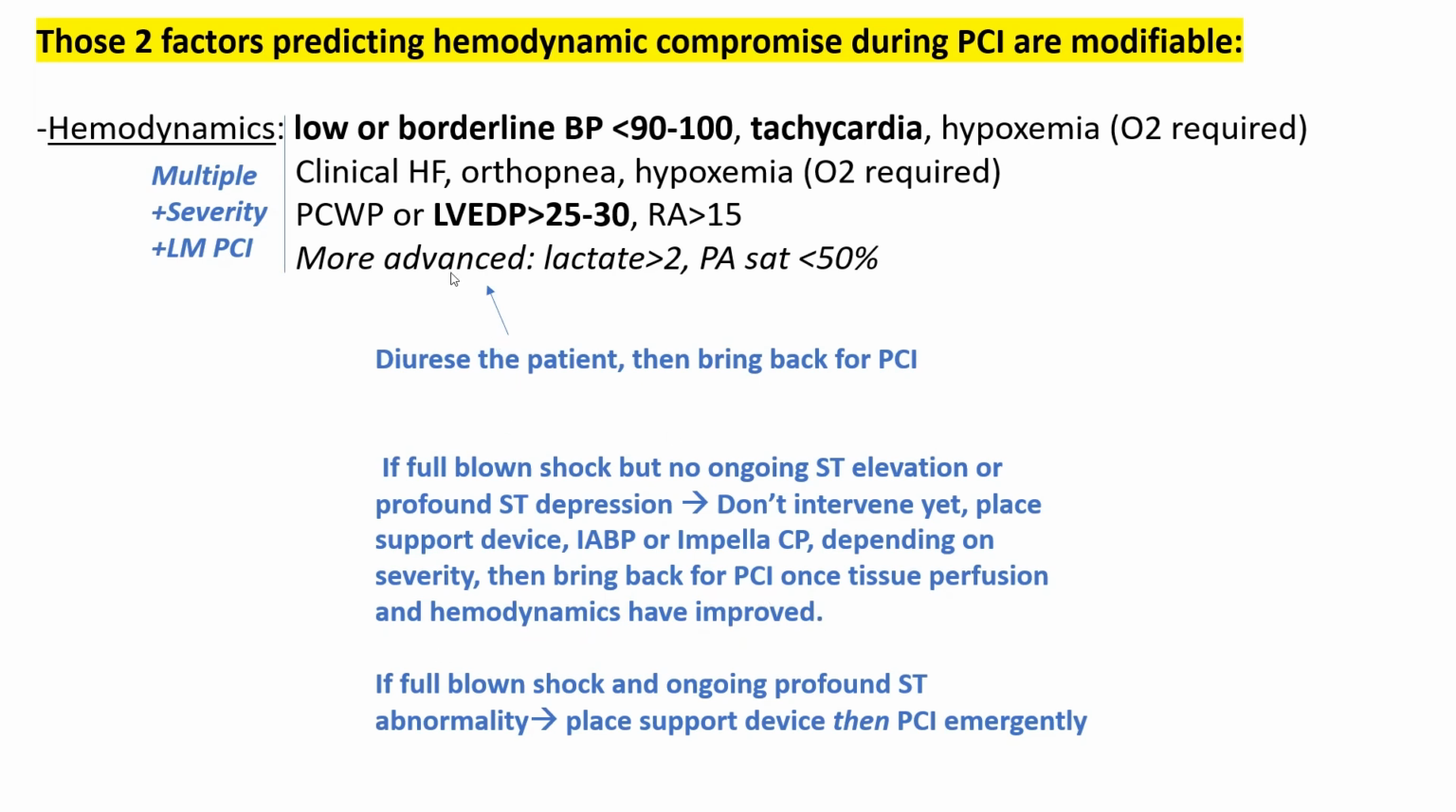So the only time you need to intervene in the midst of bad hemodynamics is if you have full-blown shock and ongoing profound ST abnormality. This is when I place support device, typically Impella CP, then I do PCI emergently. So oftentimes you can stabilize and improve hemodynamics before your PCI unless full-blown shock with ongoing profound type 1 MI and profound EKG abnormality.